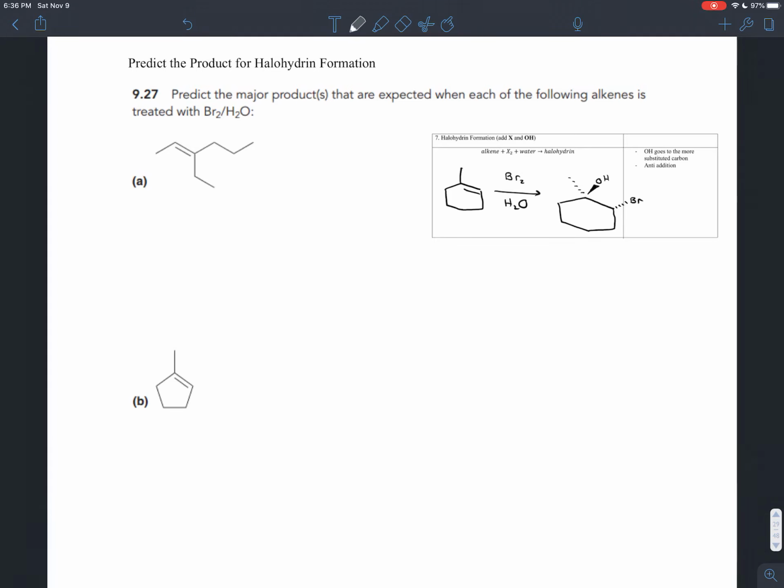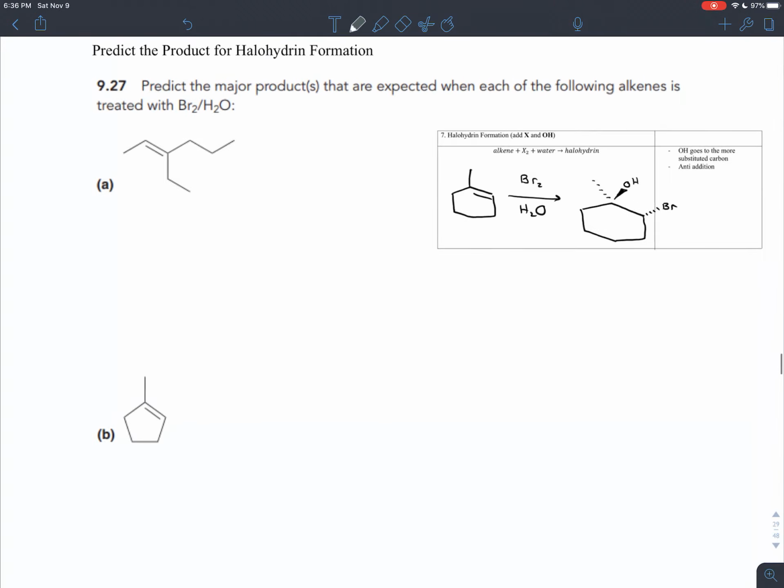In exercise 927, we're going to be doing halohydrin formation. So we're adding some sort of a halogen. They say predict the major product that you expect when you treat each of the following alkenes with a halogen and water. The halogen and water gives you a halohydrin. So here we're going to be forming these halohydrins.